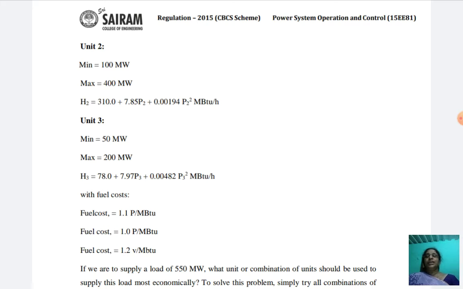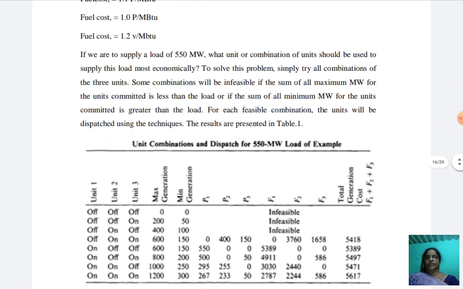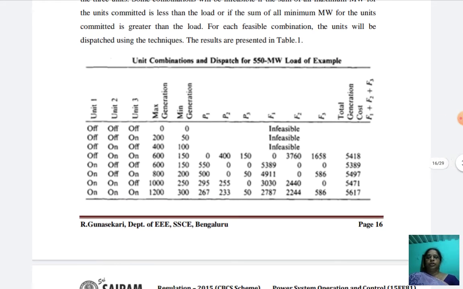From this we can clearly understand the need and necessity of unit commitment. Now you see the tabular column. 3 units are there, so 2 power 3, so 8 combinations. I put the 8 combinations. In this, we take the maximum generation and minimum generation based on the load only, and then we can calculate the power and then the fuel cost. Finally, we calculate the total generation cost only.